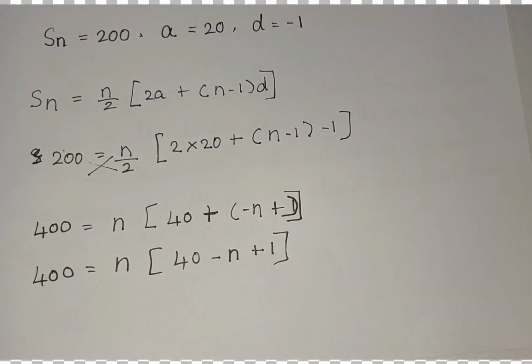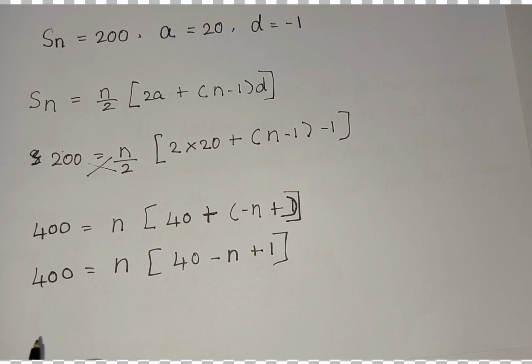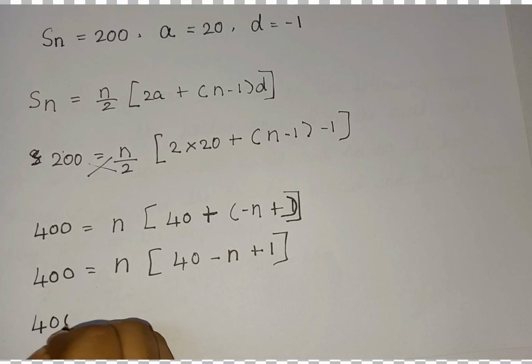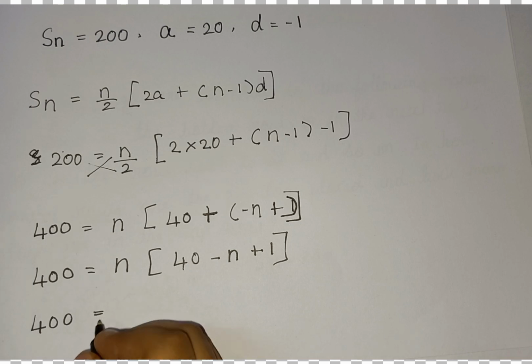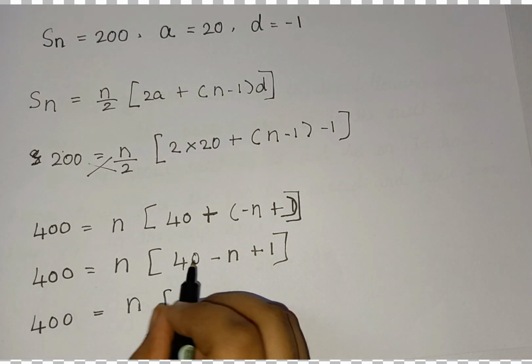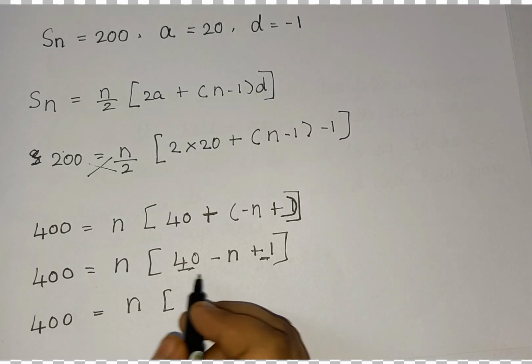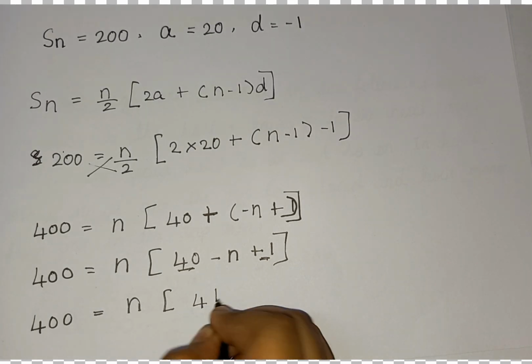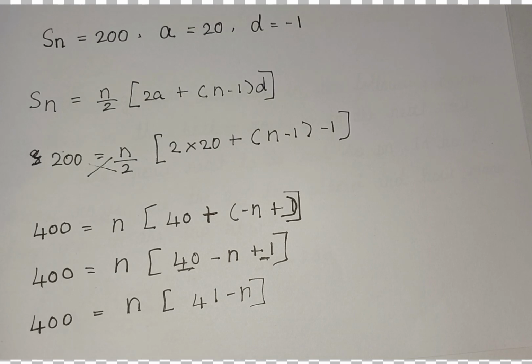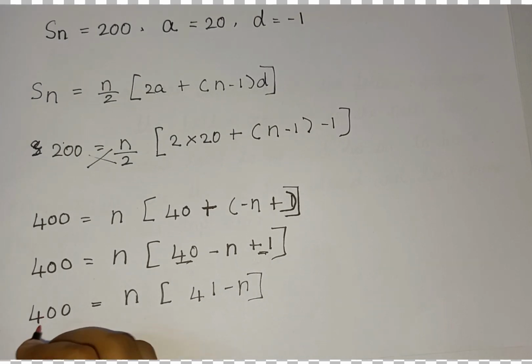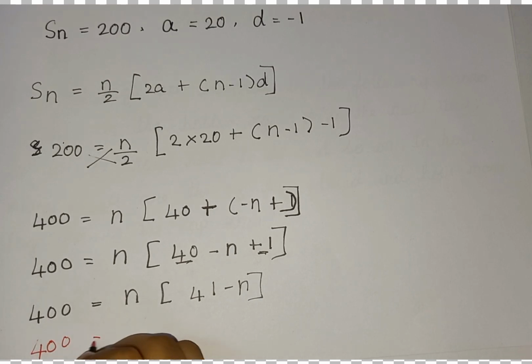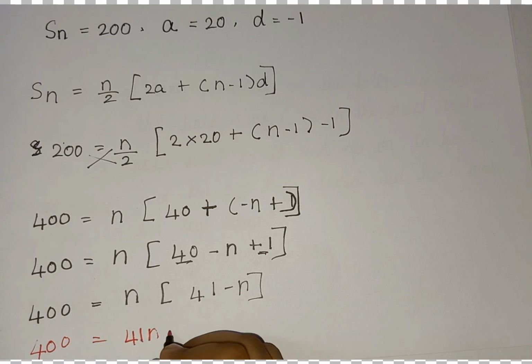Now what we can do is write 400 as it is, and write n as it is, and here we have constant terms 40 and 1. So 40 plus 1 is 41, so 41 minus n as it is. So now what we can do, guys? Now we can write 400 as it is, and 41 into n is 41n, and n into n, here it is minus, right? So plus into minus is minus, n into n is n square.